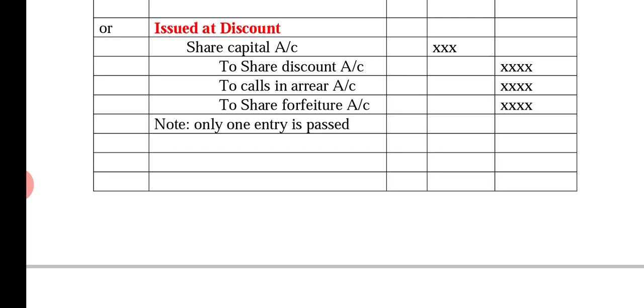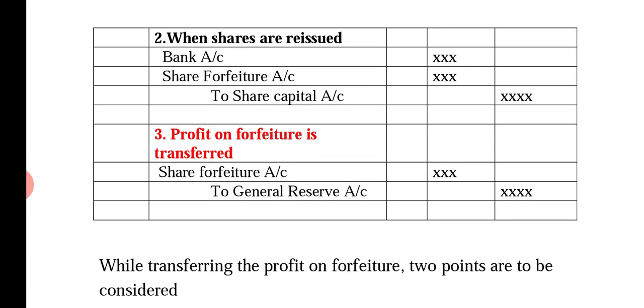So even though 3 entries are available, you have to choose only one entry for cancellation of shares. It depends on the pricing method. If it is issued at par, you take the par entry. If it is issued at a premium, you take the premium entry. If it is issued at a discount, you take the discount entry. You must choose only one entry which is suitable to the pricing method. Then cancellation is over. We go for the reissue.